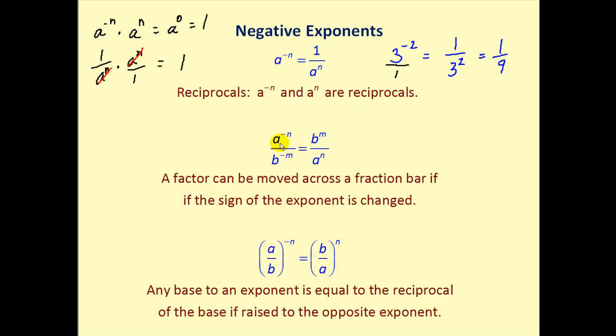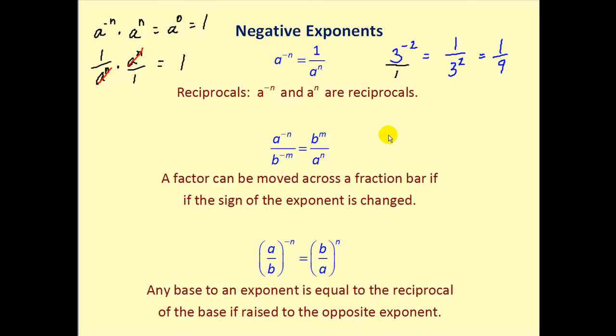The next property states a to the negative n divided by b to the negative m is equal to b to the positive m divided by a to the positive n. And this is kind of the idea I was alluding to above. If a factor is moved across the fraction bar, it will change the sign of the exponent. So notice how if this is moved up to the numerator, it becomes a positive m, and if this moves down to the denominator, it becomes a positive n power.